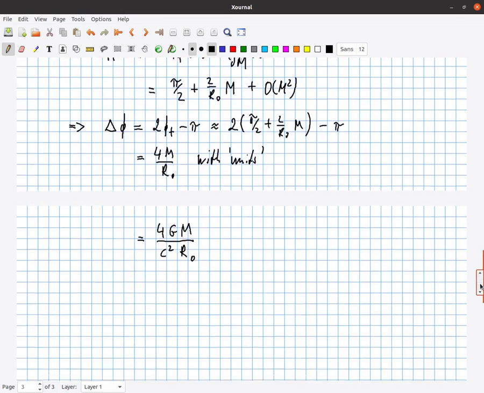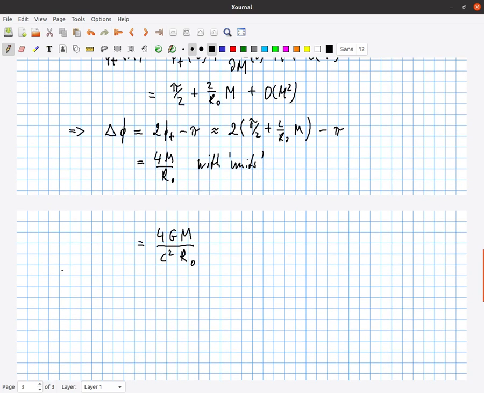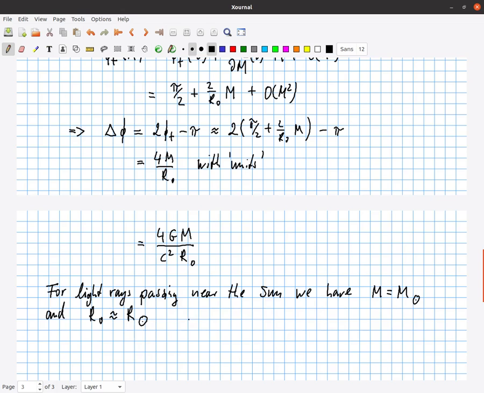To apply this to the sun, or to a light ray passing by near the sun, we will do the following. For light rays passing near the sun, we have m is obviously then the mass of the sun, and r0 can be approximated to be the radius of the sun.